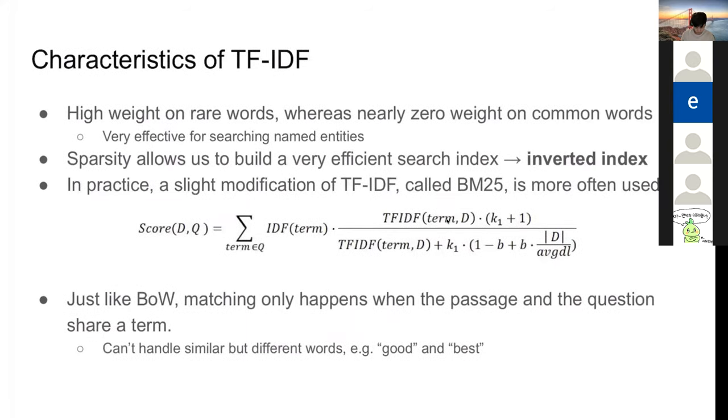And just multiply those two. So we saw that if certain terms are really common, then TF-IDF will be very close to zero. Whereas if certain terms are very rare, they have really high weights, so that we make sure we don't miss them. And the good thing about these sparse vectors is that it allows us to build a very efficient search index called inverted index, because we only have to care about terms that have appeared in the query.